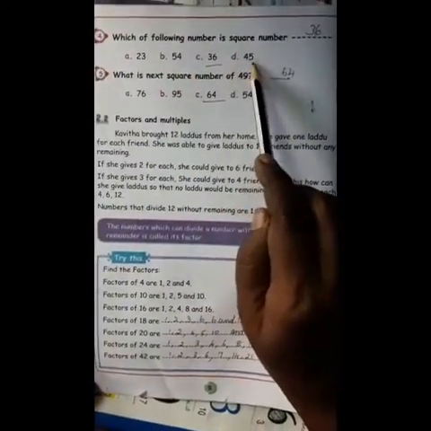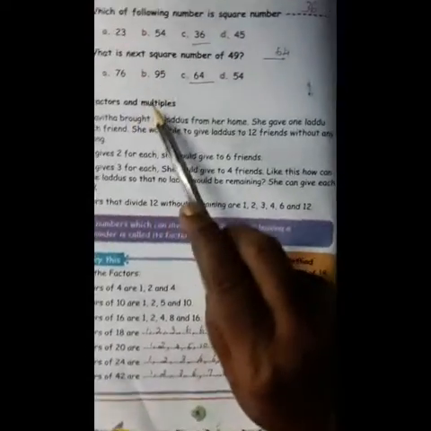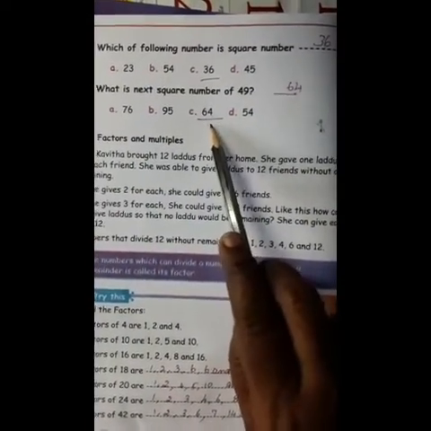Next you can see which of the following number is square number. 23, 54, 36, 45. The square number is 36. What is the next square number of 49? 76, 95, 64, 54. The square number is 64.